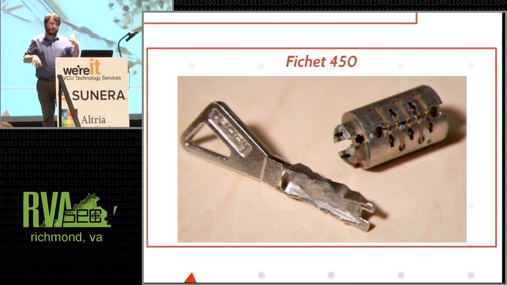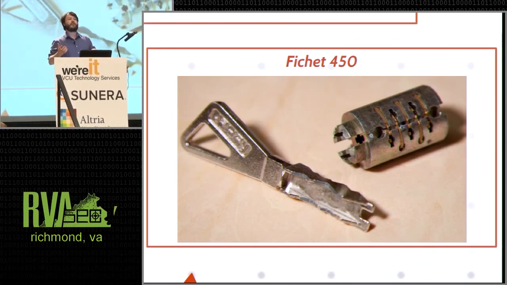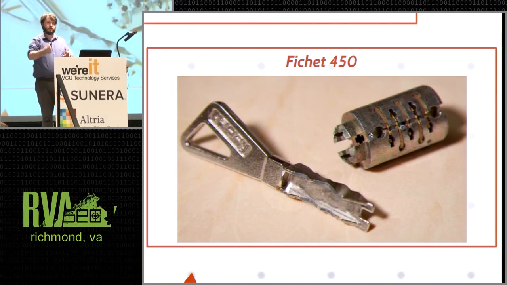The big problem with the Fichet was that because they made this I-beam looking key, there was a forcing issue. If you had a blank, that's a really strong blank, and you can just torque it out.